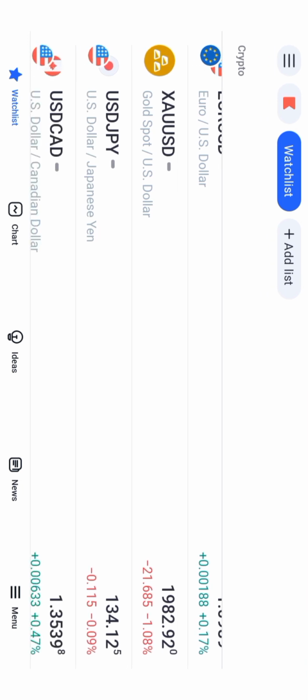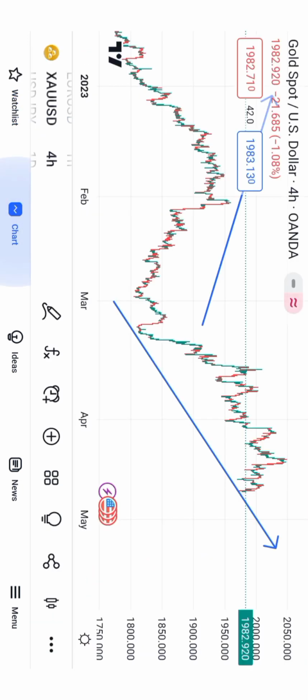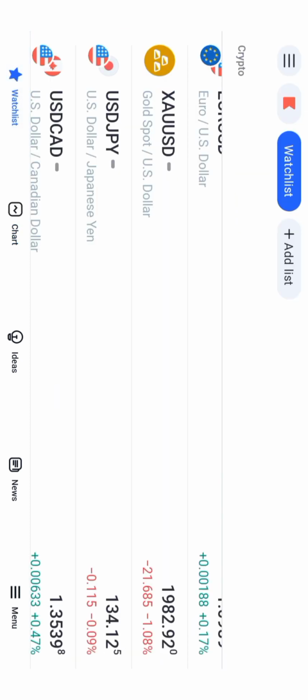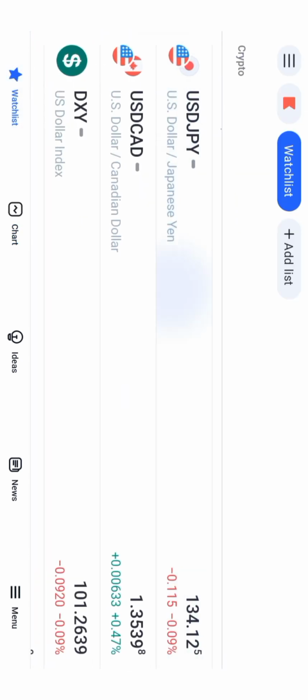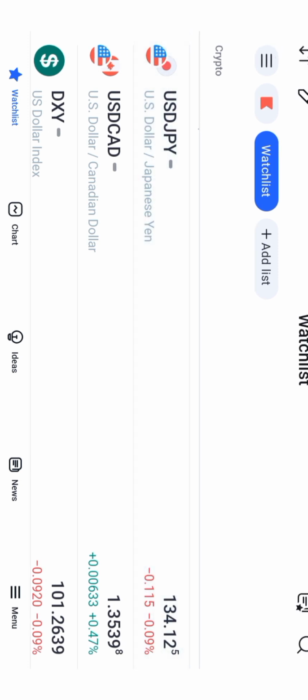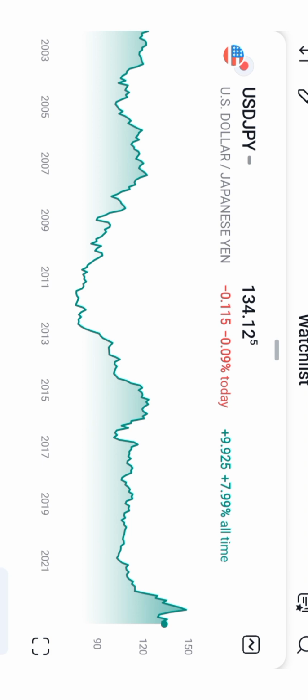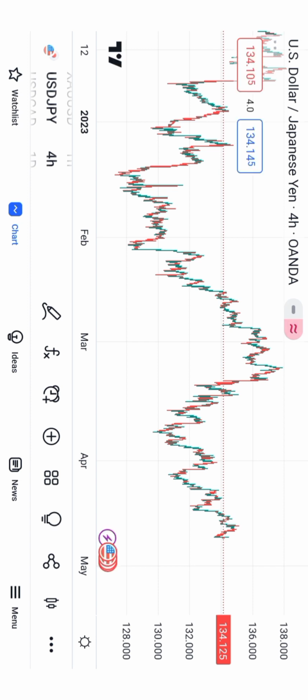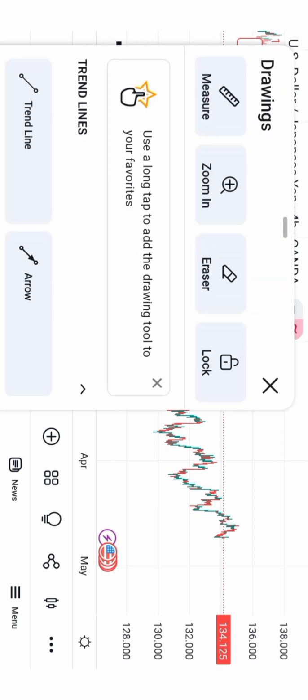The second category of currency pairs that I would like you to understand is the one that has USD as the base. I will talk about USDJPY, and I will talk about the dollar index, DXY. Normally for USDJPY, if you click on the chart, the chart is different from the other ones. You see here, it is a reversal of what we saw up there.